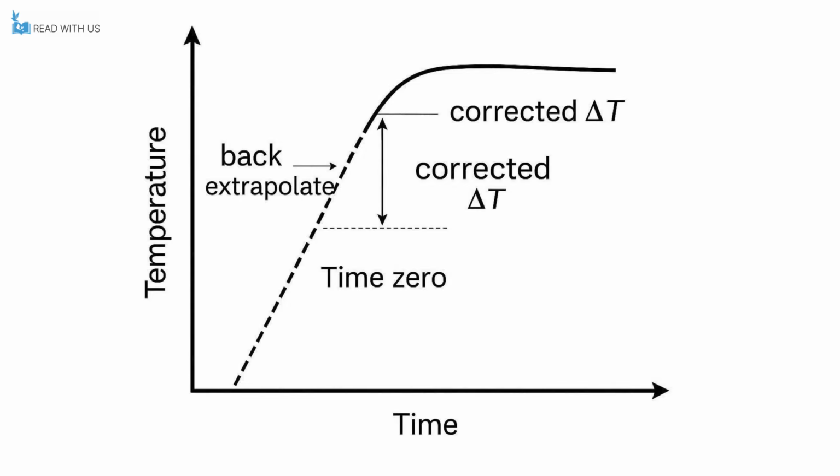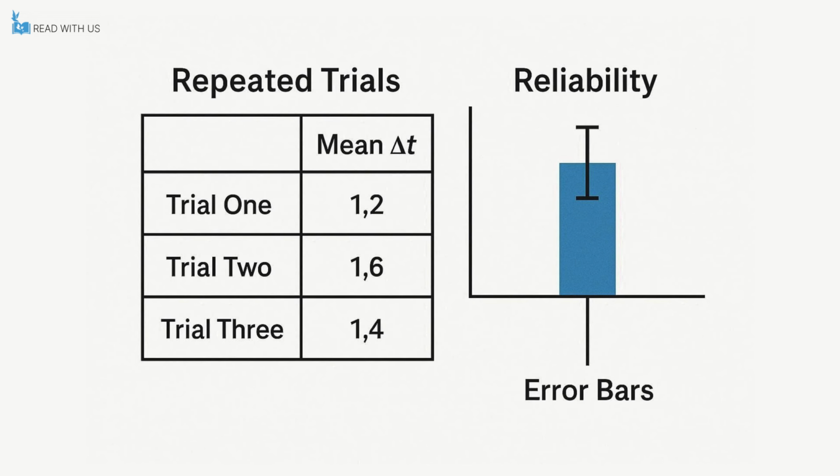To correct for cooling, we can plot temperature against time and extrapolate the rising curve back to the moment of mixing so the time zero temperature rise is estimated more accurately. We repeat the experiment for several values of the independent variable and include at least 2 repeats at each point, so the mean temperature rise can be plotted with error bars.